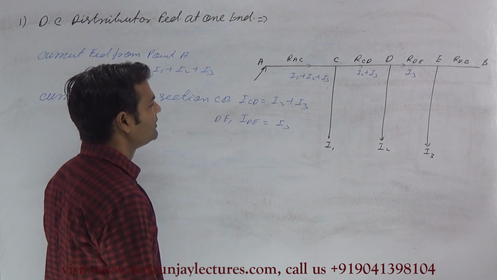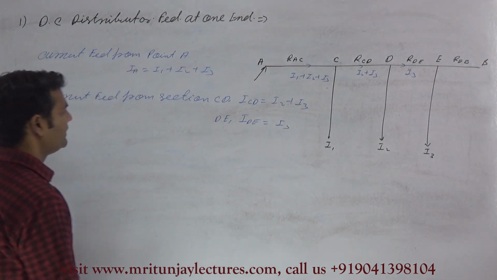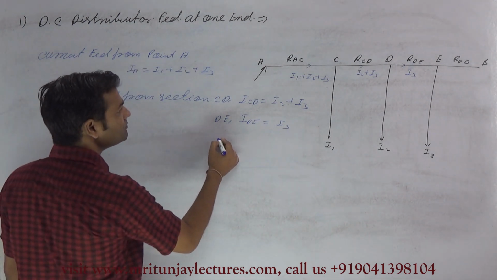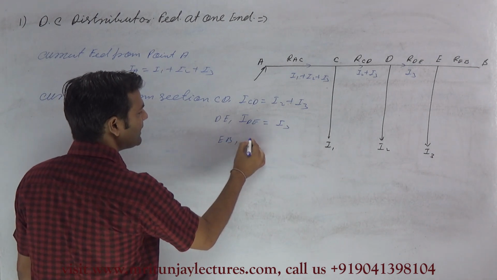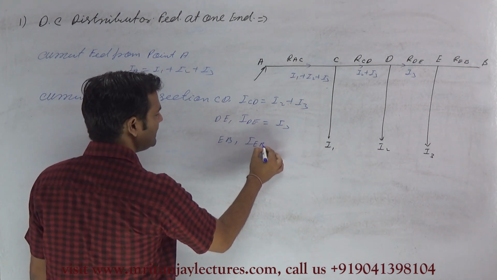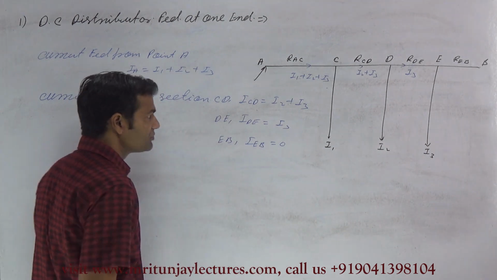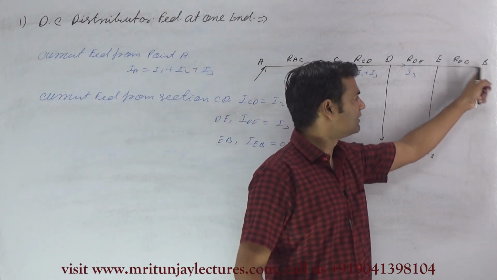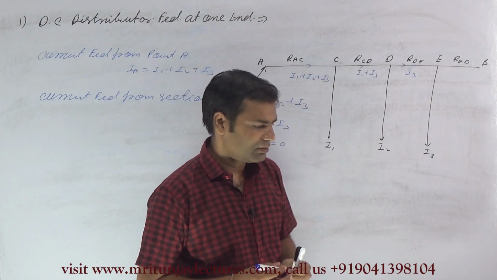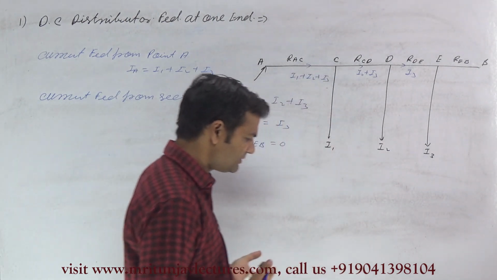Only I3. And the current from EB, what about EB? That is 0. Why? Because no current flows from here to here. Okay, clear?